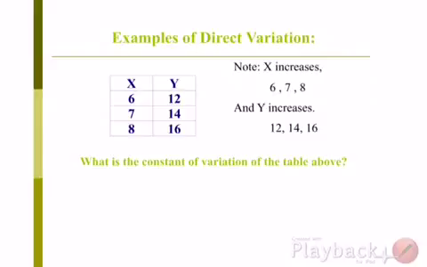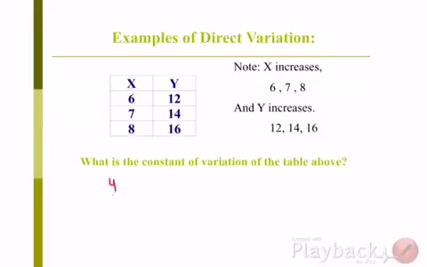Examples of direct variation. So we've got a table of values with x and y variables. Note that x increases, 6, 7, 8, and y also increases, 12, 14, 16. So as one increases, so does the other. Therefore, they're in direct variation. What is the constant of variation of the table above? We're just going to check that their constant is the same, and if their constant is the same, then they're directly proportionate. They vary directly to each other.